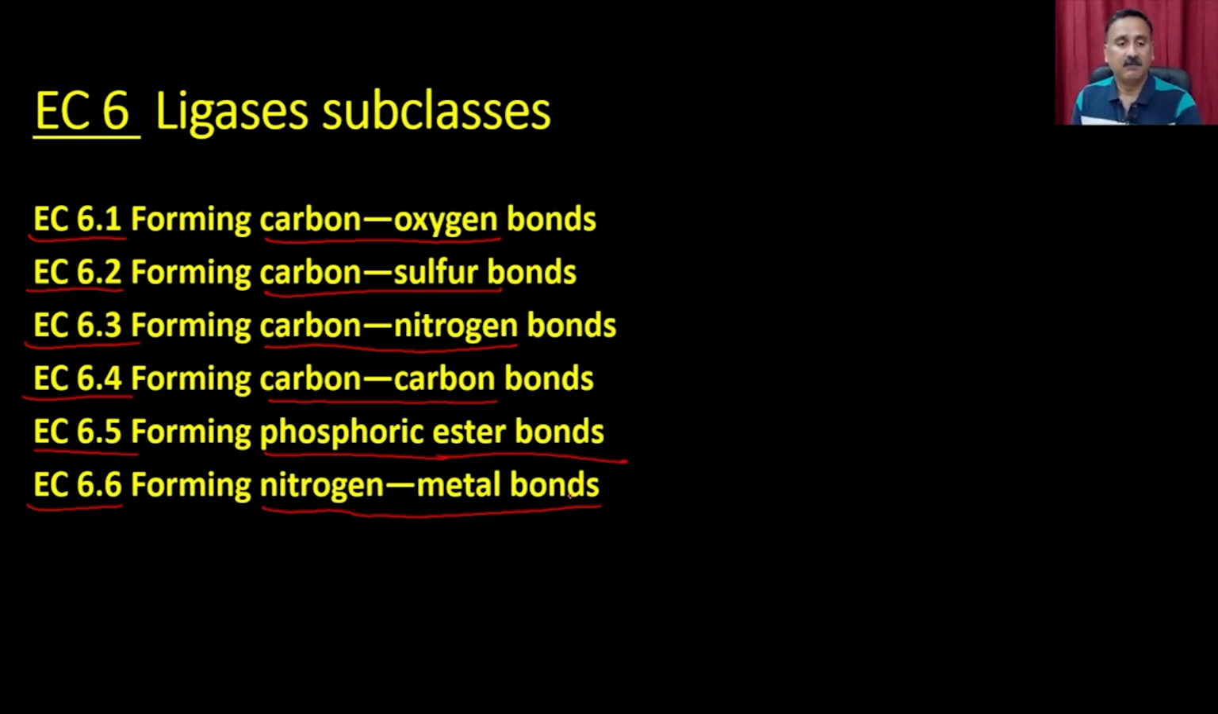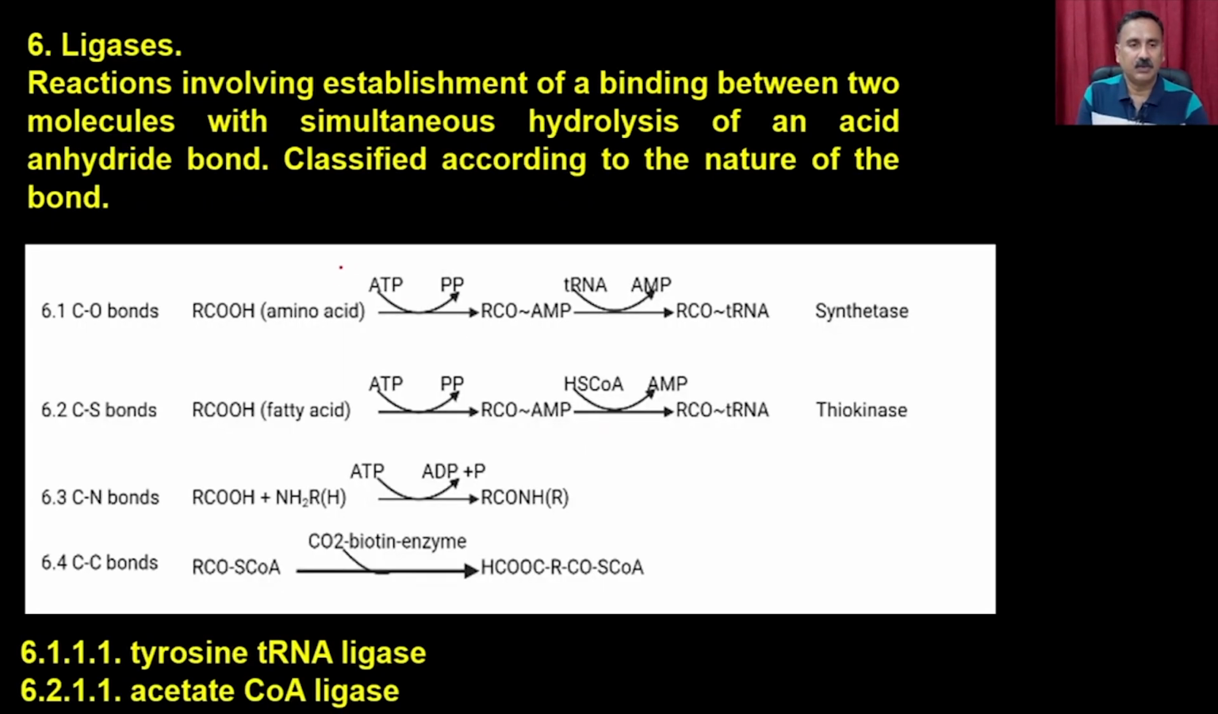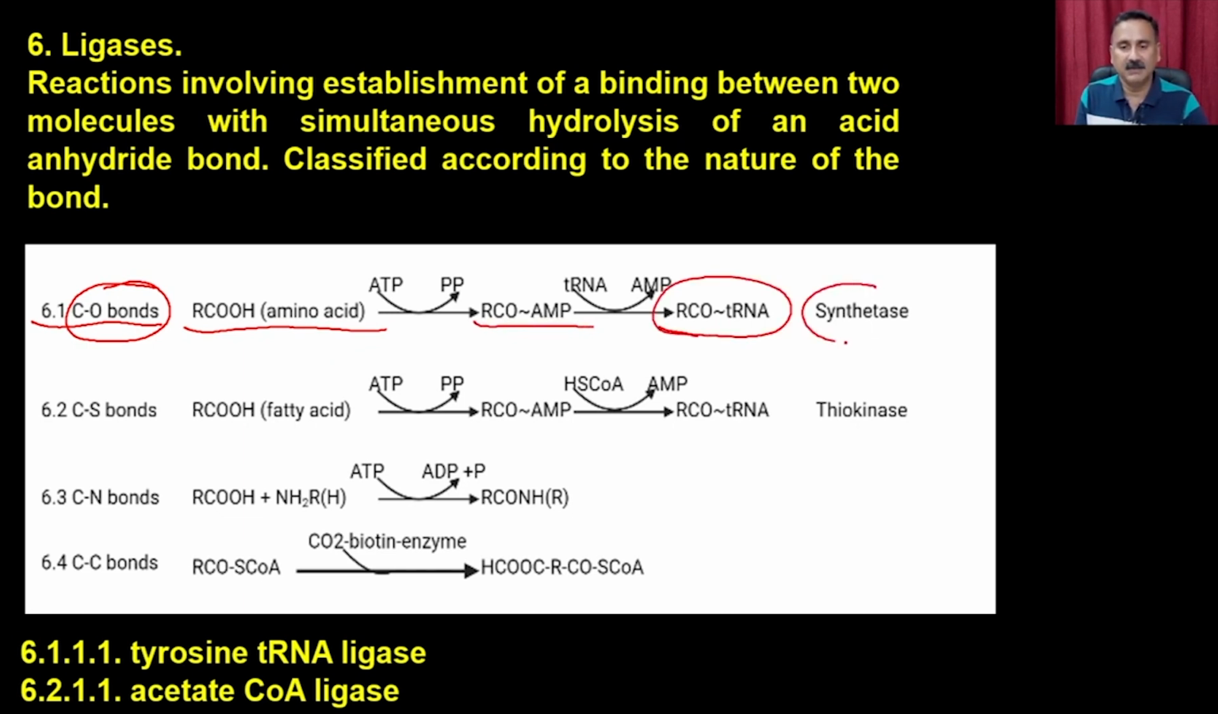And these groups are further classified into subclasses, and these are the subclasses. Like for example, 6.1 is classified into 6.1.1, 6.2 is classified into this subclass, and so on. And these are the reactions they catalyze. So for example, 6.1 forms the bond between carbon and oxygen. This is the acid, some amino acid, and it is going to form this, and ultimately it is going to form this. So that is the synthetases.